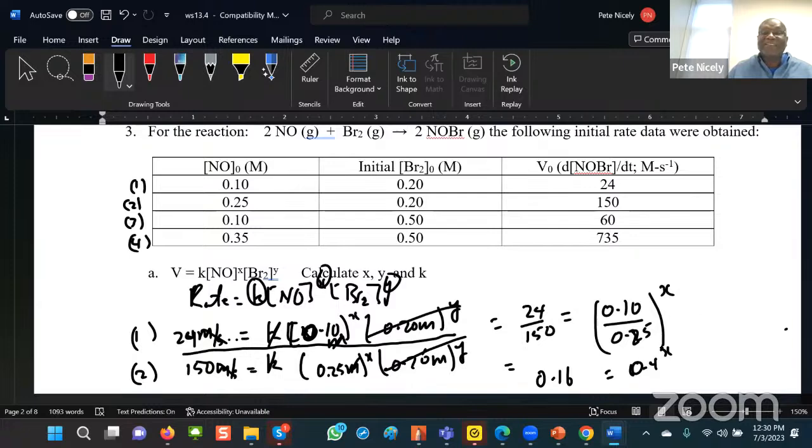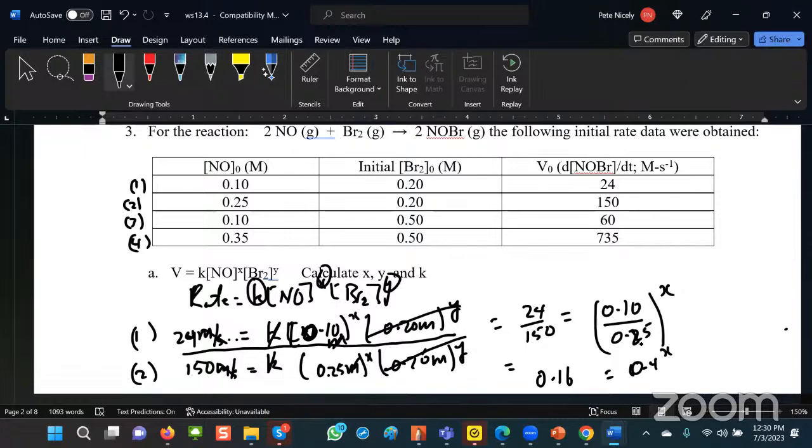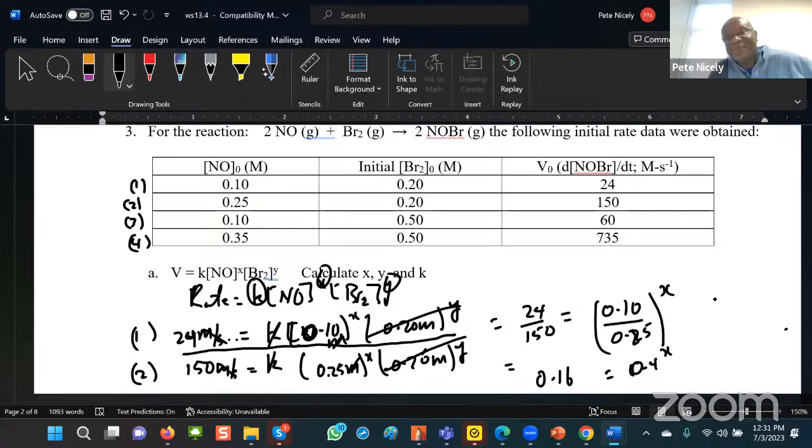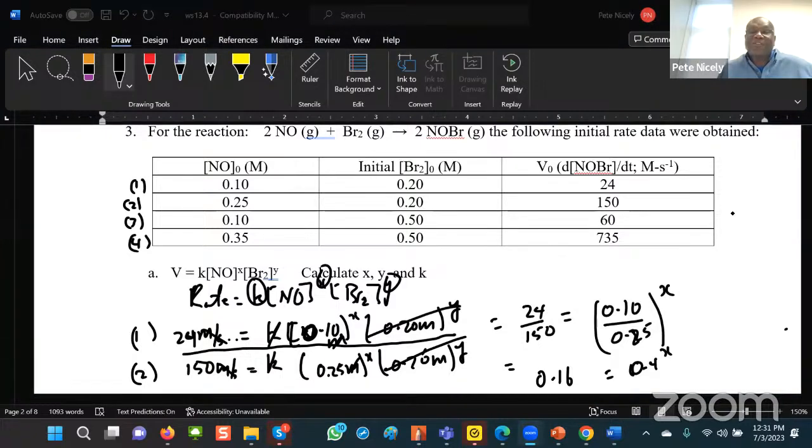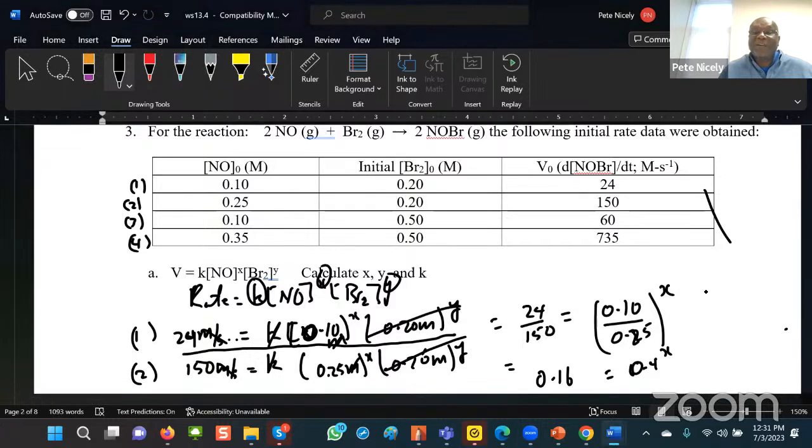How would you solve for x in this case? Anybody? It's equal to 2. Yes, x indeed will be equal to 2. So we're going to put here x is equal to 2. All right, so that's the order of the reaction with respect to NO.